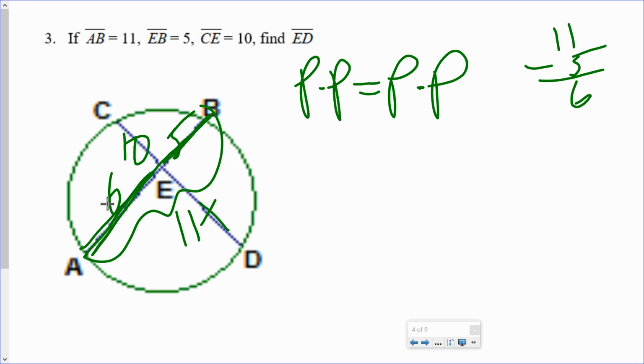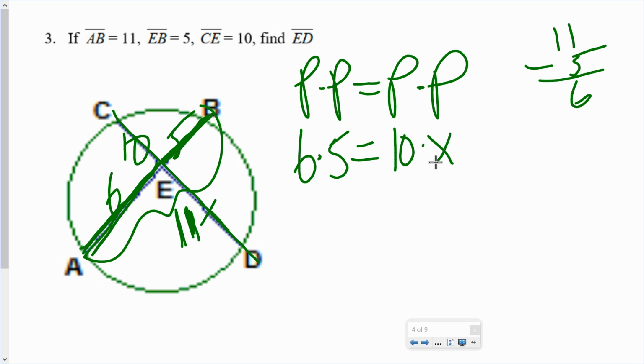So make sure you understand the parts are the two segments of the chord that's broken. 11 is not a part. 11 is the whole chord. That's not one of the parts. The two parts are the two parts of that 11 that are cut. So part times part for that one is 6 times 5. Part times part for this one is 10 times x. I do the algebra.